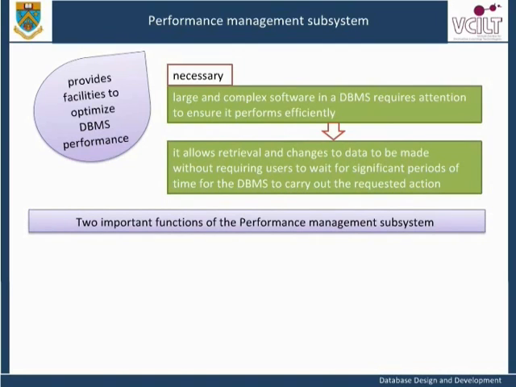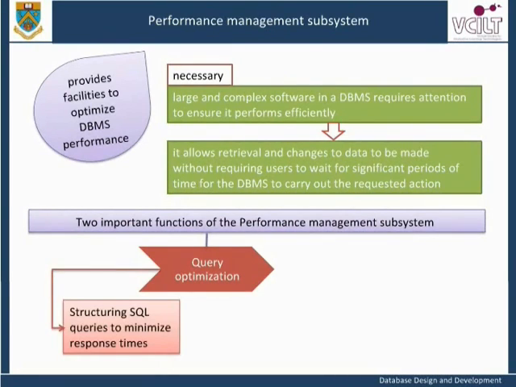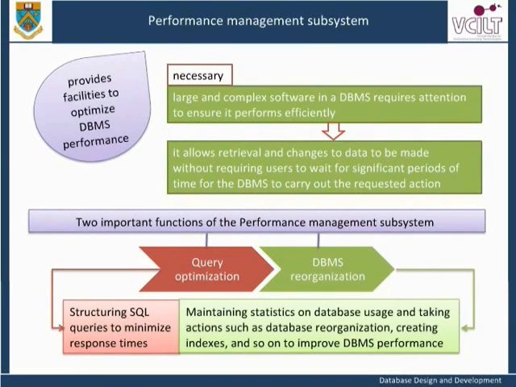Two important functions of the Performance Management Subsystem are query optimization, structuring SQL queries or other forms of user queries to minimize response times, and DBMS reorganization, maintaining statistics on database usage, and taking or recommending actions such as database reorganization, creating indexes, and so on to improve DBMS performance.